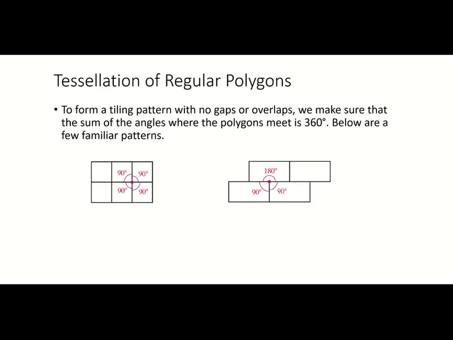All right, the last thing we're going to talk about in this section, the last few slides, are going to deal with tessellations of regular polygons. And a tessellation is a tiling pattern with no gaps or overlaps. And the sum of the angles where the polygons meet is always going to be 360. So think of any tiling pattern that you see, that's a tessellation. There are also famous artwork pictures out there. There are tessellations, and you find tessellations a lot in nature. And we're going to look at some different examples of tessellations.